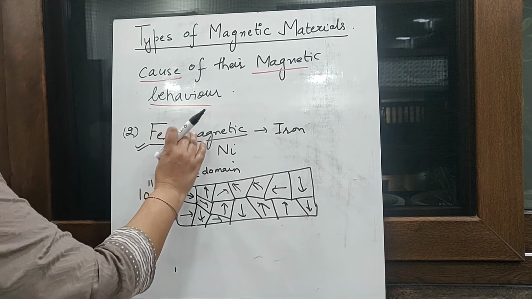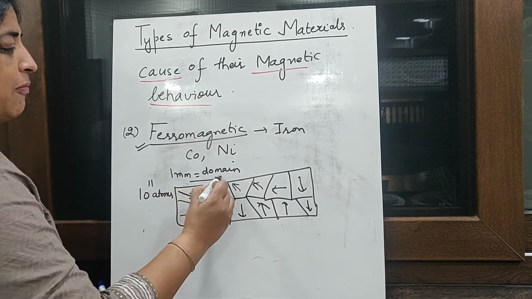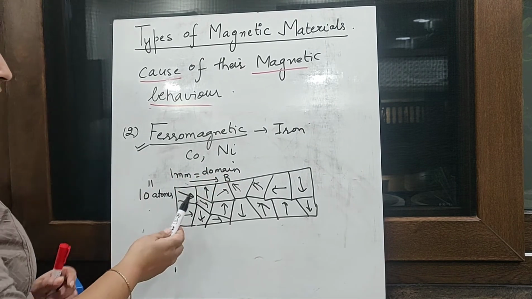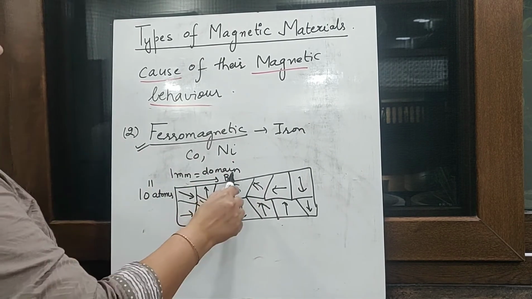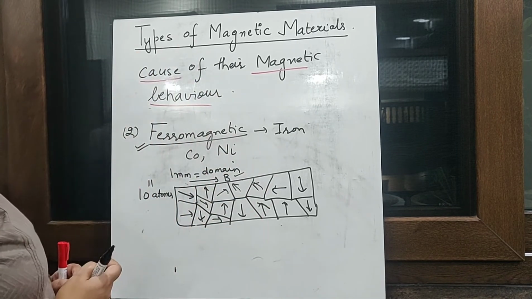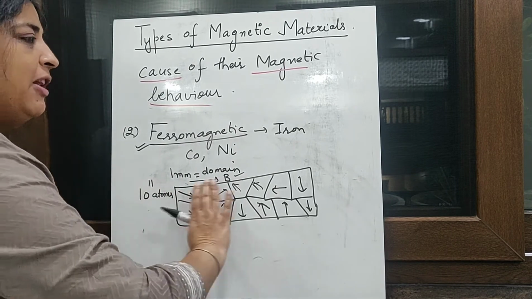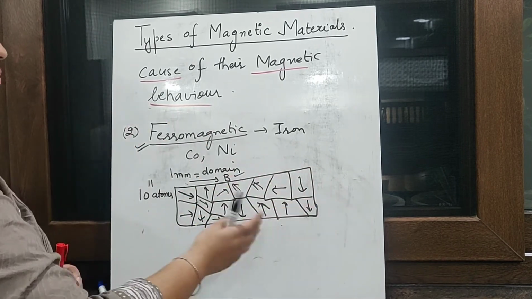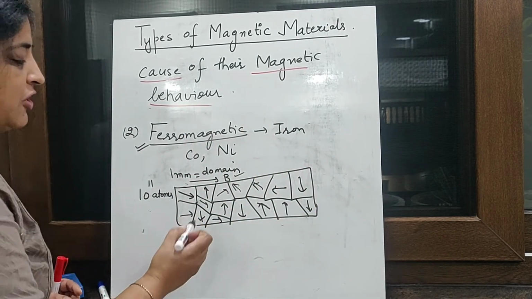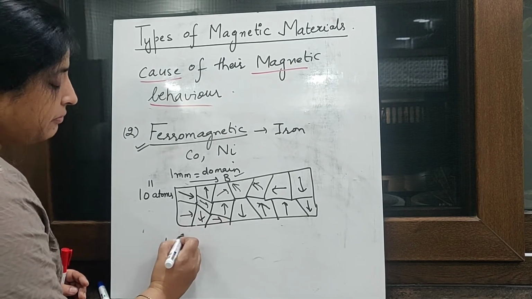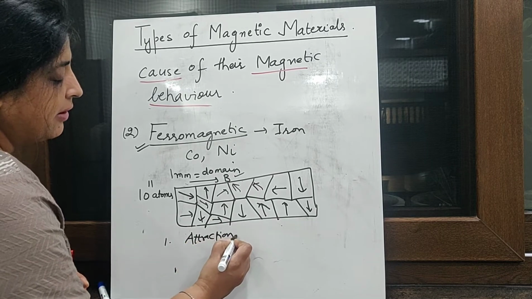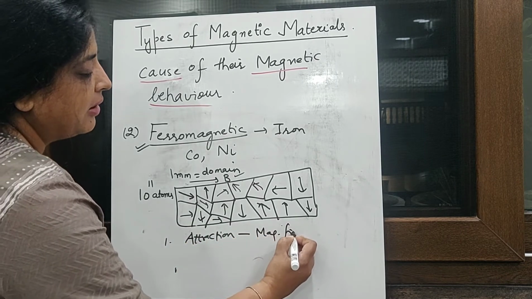Now when this ferromagnetic material is kept in the presence of a magnetic field, suppose B is the direction of the magnetic field, then the domains will try to align themselves in the direction of the field. Since the size of a domain is larger, a larger number of atoms will be oriented in the same direction. So this will lead to more magnetic moment in the same direction, which leads to saying that it will show huge attraction towards the magnetic field.